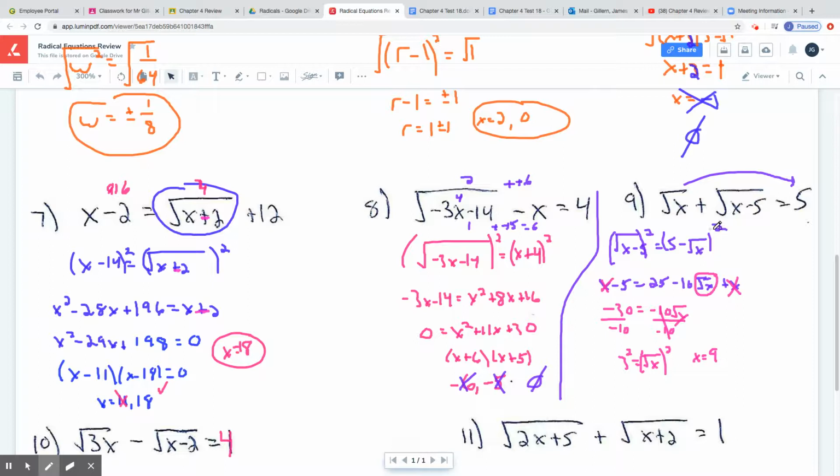Now, since I squared both sides to start, I need to check my answer. Square root of 9 is 3. 9 minus 5 is 4. Square root of 4 is 2. 3 plus 2 is 5. Good. There's our answer. X equals 9.